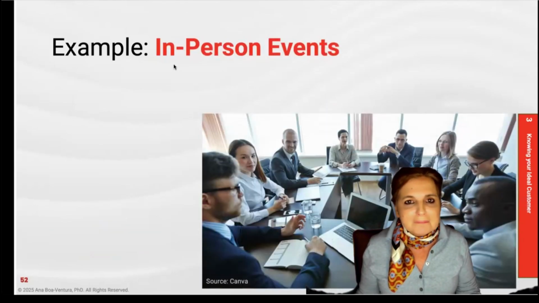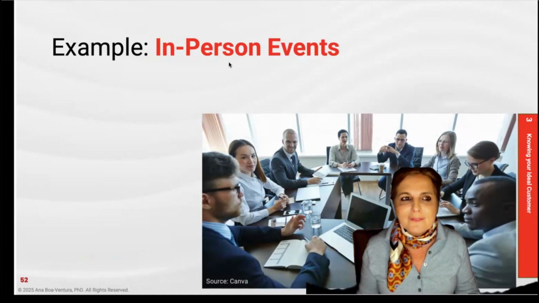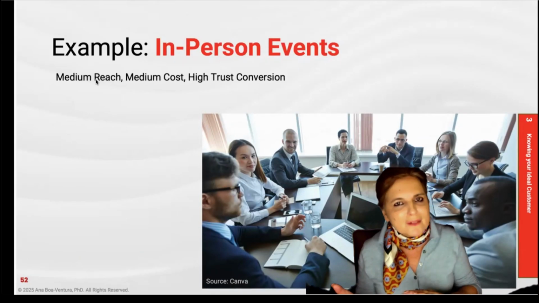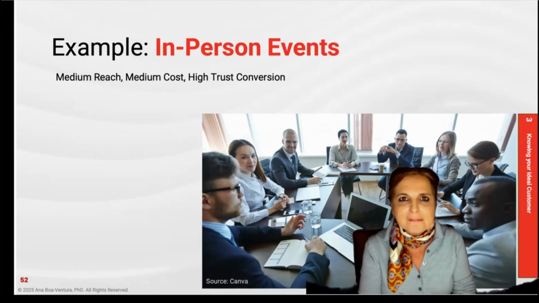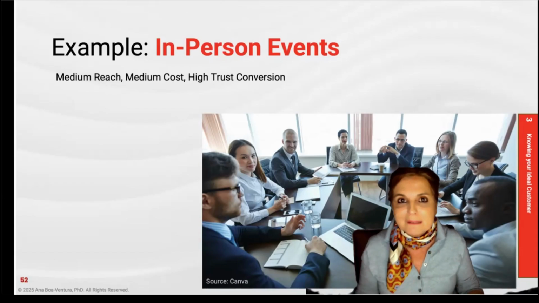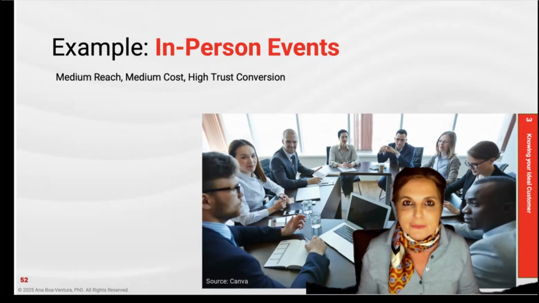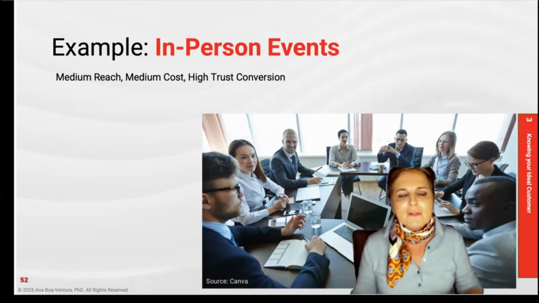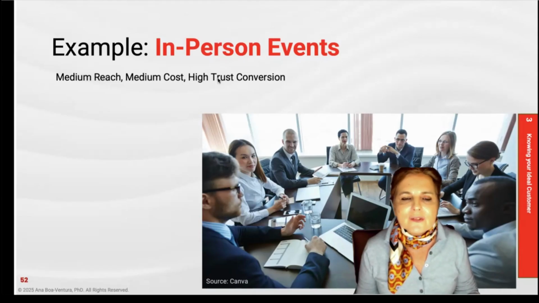Another example, just in-person events. You can go to these in-person events and sell your services and sell your products. In this case, there's medium reach, medium cost. There's a lot of variables here. There are things like chambers of commerce that imply that you have to pay annually, the fees, etc. So medium reach, medium cost, but high trust conversion.